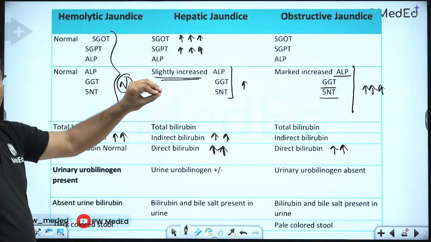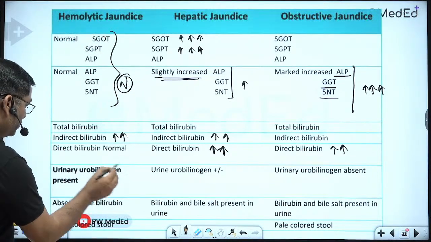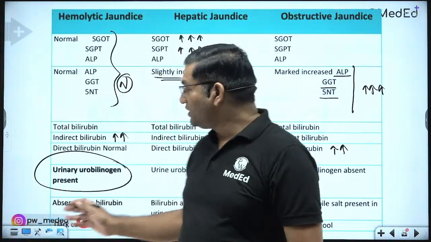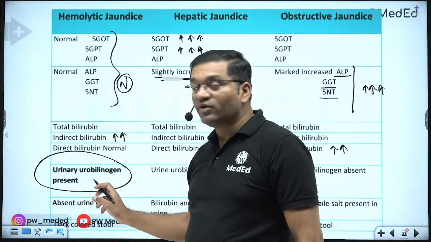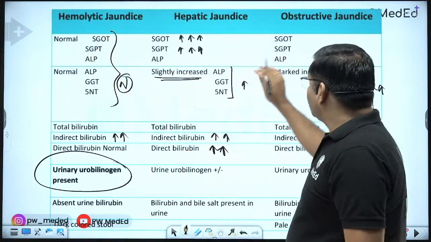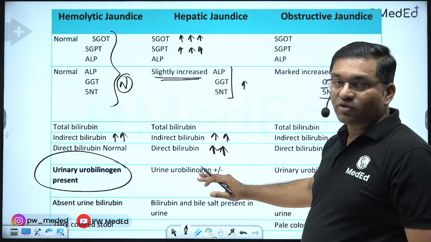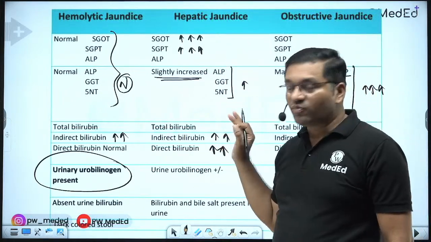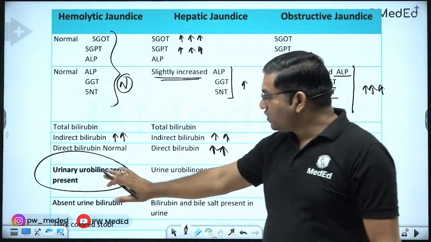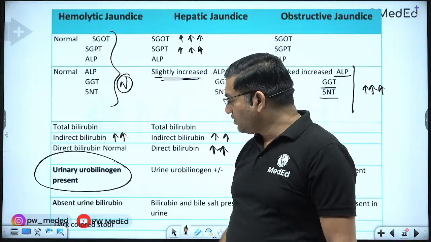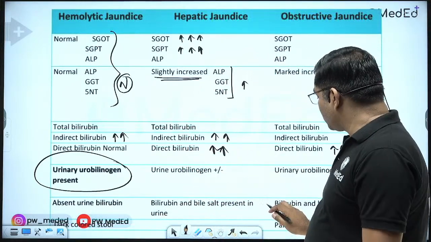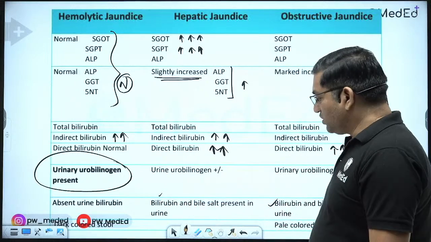And one important point in between this is urinary urobilinogen. It is detected early. It is present in hemolytic jaundice and absent in obstructive jaundice. It may be present or absent in hepatic jaundice depending upon micro-obstruction. If micro-obstruction is there, it is absent. And bile salts and bile pigments are present in the urine of patients with obstructive jaundice, and also in hepatic jaundice.